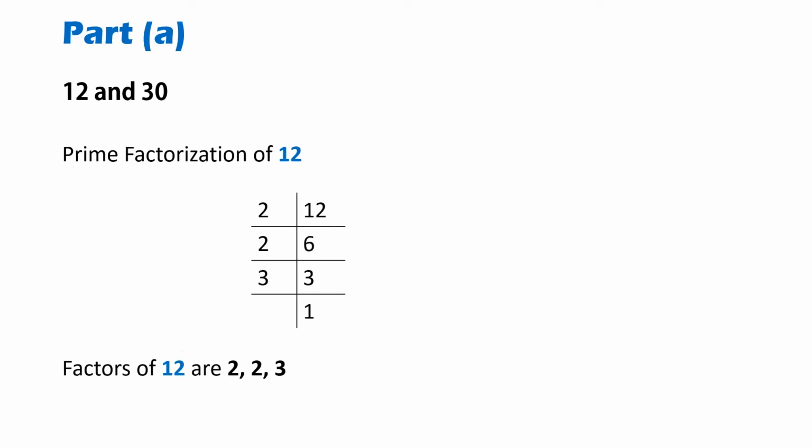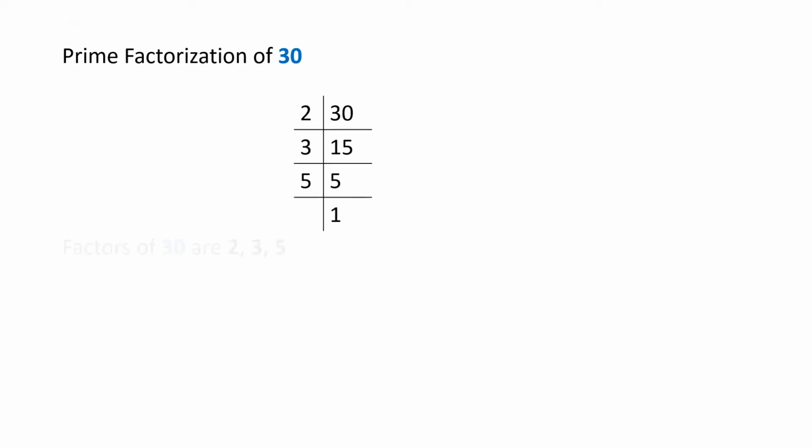Part A. To find the highest common factor of 12 and 30, first calculate the factors of both numbers by using the prime factorization method as shown. Factors of 12 are 2, 2, 3. By prime factorization of 30, factors of 30 are 2, 3, 5.